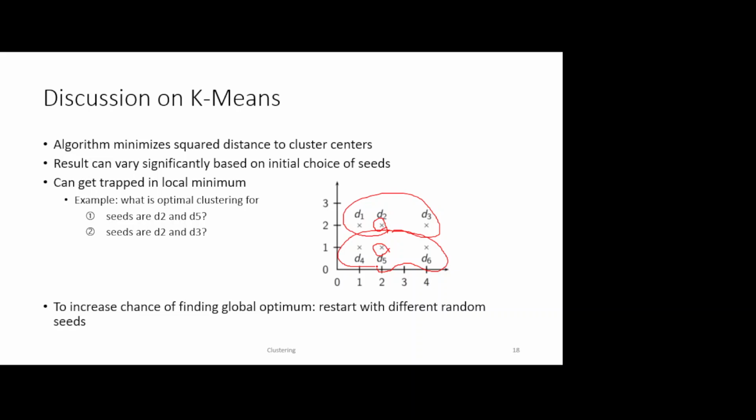Intuitively we should separate it into the left and the right. It should be like this. But if your random seed is just unfortunately like this, you will generate a very strange cluster result. Okay. So if our seeds are D2 and D3, the result will be totally different.